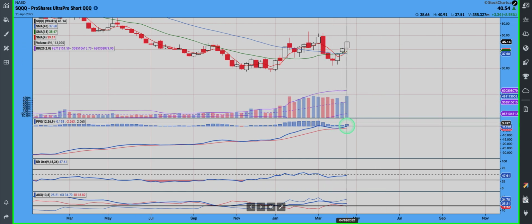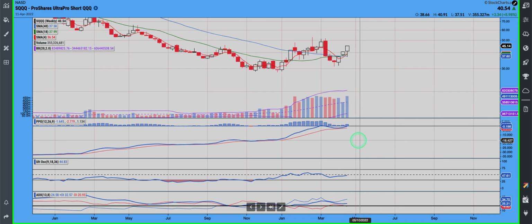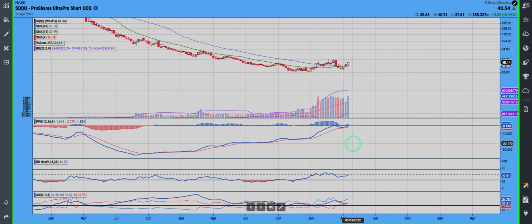We have the PPO line here about to cross over the zero line. Again, bullish for SQQQ. The ultimate oscillator is not giving us a whole lot of information at the present moment, except that it is holding strength at its level right now. And also, as you can see here, the DI plus line has started to curl upwards. Again, bearish for the market, bullish for SQQQ week over week.